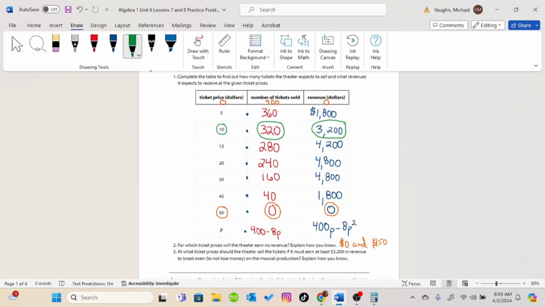To repeat that same pattern, we could do $40 tickets. 40 times 8 would be 320. 400 minus 320 would be 80. So at $40, they would sell 80 tickets, and this would give us a revenue of 3,200.